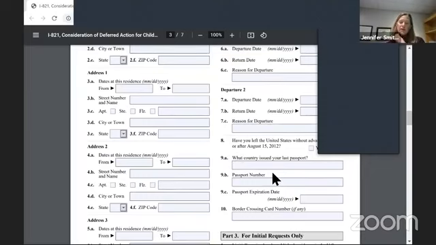So in question 9 and 10, they're talking about your travel documents. So you'll need to put down, for example, if you're from Mexico and you have a Mexican passport, you're going to want to put down Mexico here and the number of that passport and when it expires. If you ever had a border crossing card at any time in your life, even if it's expired, you'll want to put the border crossing card number here.